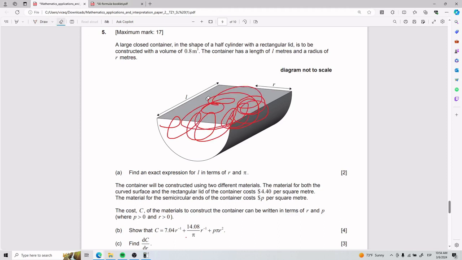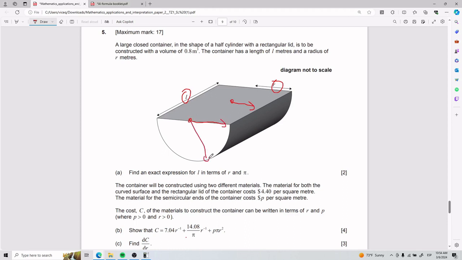It has a length of L meters, which is this guy here, and a radius of R meters, which is this guy here. See? So radius, radius, radius. Okay, so all of those are R, there's my radius. All right, cool. For part A, we need to find an exact expression for L in terms of R and pi.